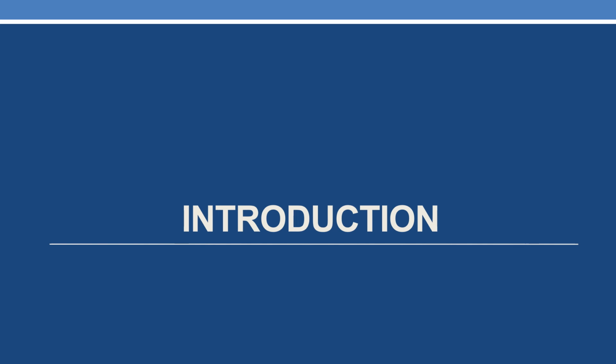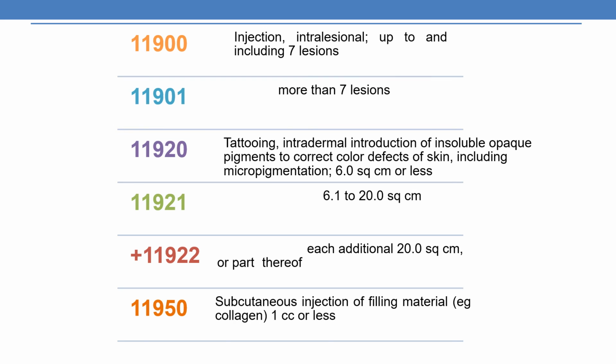Now coming to the next topic, introduction. Now coming to the CPTs of introduction. The first one is 11900, which is injection intralesional up to and including 7 lesions. The next CPT is 11901, injection intralesional, more than 7 lesions. The next is 11920, tattooing, intradermal introduction of insoluble opaque pigments to correct color defects of skin, including micropigmentation. Area is 0.6 square centimeters or less.